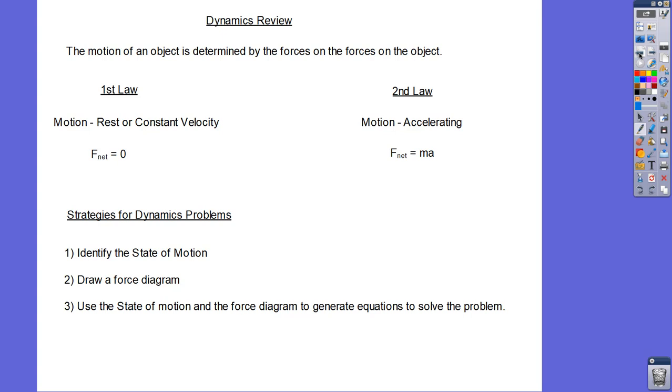The motion can either be rest, constant velocity, which is straight line at a constant speed, or accelerating. Those are the three possible types of motion. And the first law says that if there's no net force or no unbalanced force on the object, then it's either at rest or moving in a straight line at a constant speed.